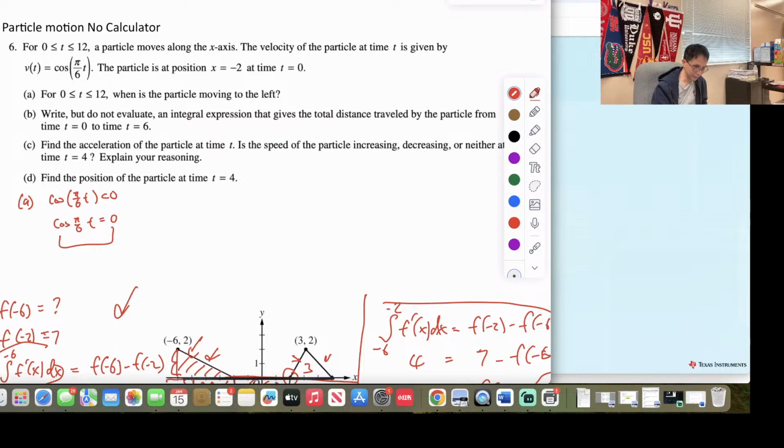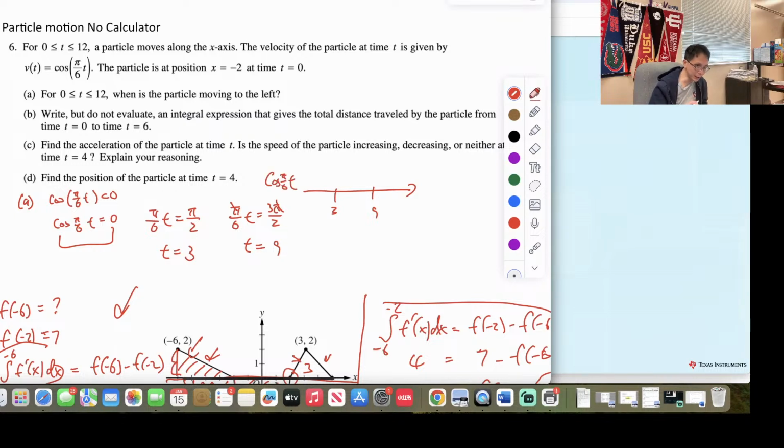Well, cosine equals 0 at 1/2 pi, and at 3 pi over 2. Then t is equal to 3, right? Is that okay? Yes. And pi over 6 t is equal to 3 pi over 2. So pi cancels out, and 6 moves to the other side. So t is equal to 9. So between 3 and 9 is your number line test on the cosine of pi over 6 t.